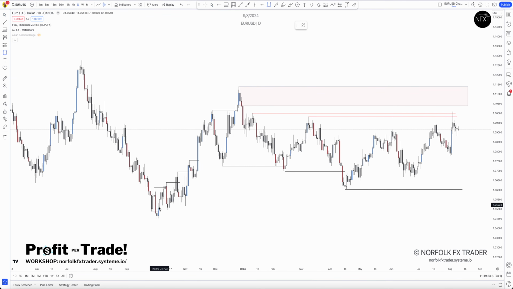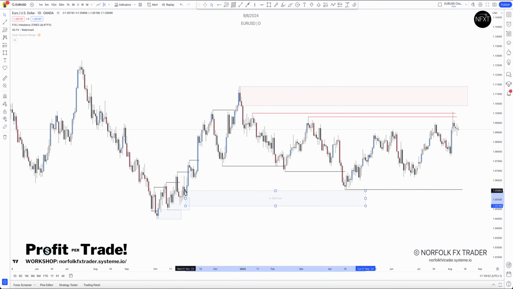So looking at this, we can identify we had an area of demand here. Mark that out. We had an area of demand here. Okay, and price continues up. We have another area of demand we could draw here.